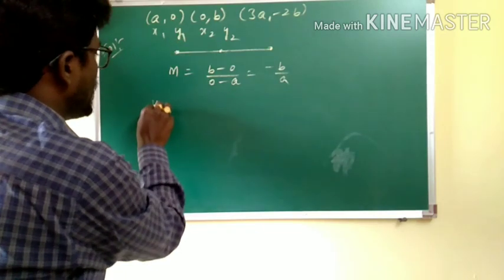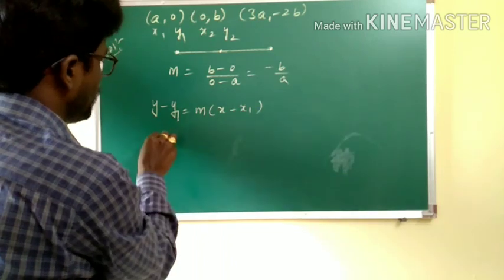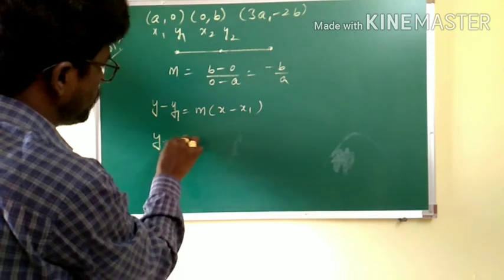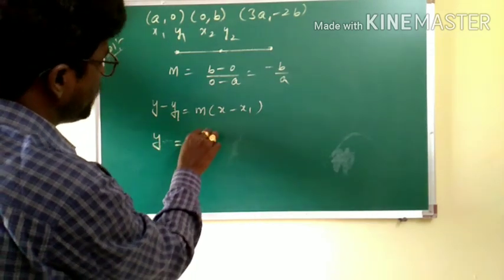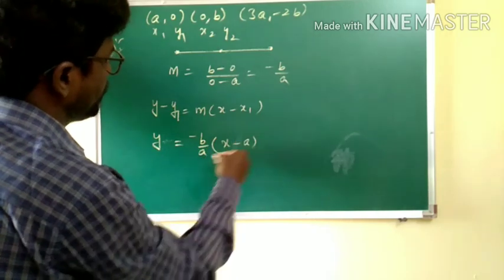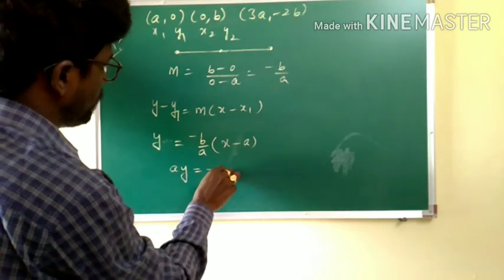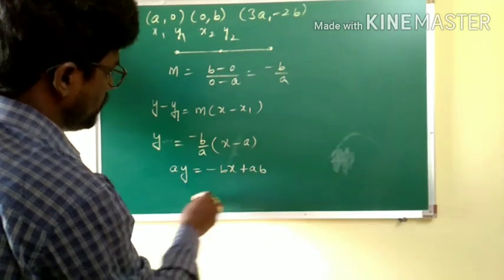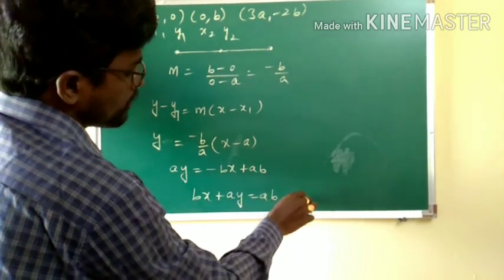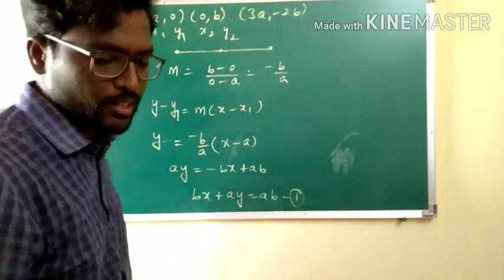And now what is the equation of the line? y minus y1 is equal to m into x minus x1. Y minus y1, what is y1? 0. That is y is equal to m into, what is m? Minus b by a into x minus x1, x minus a. Therefore, here we are getting ay is equal to minus bx plus ab. Therefore, bx plus ay is equal to ab. This is the line equation which is passing through the points a comma 0 and 0 comma b.